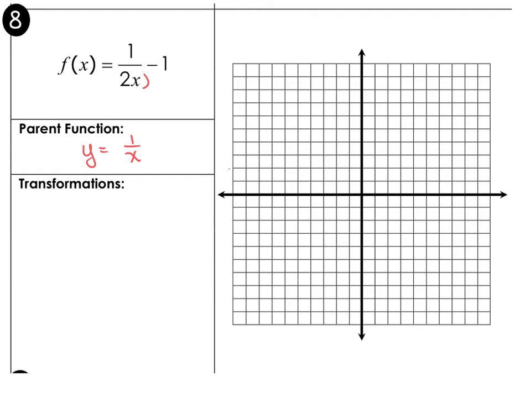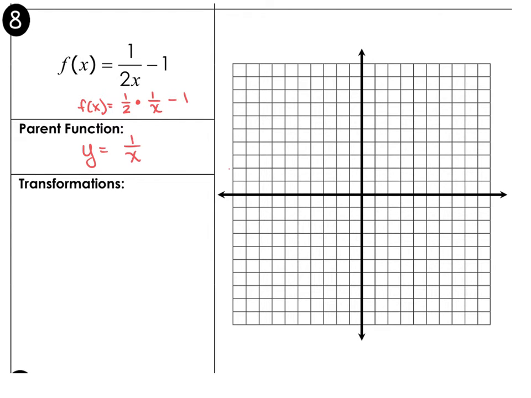So what that allows us to do in this problem is to take a little bit of liberty with how we're addressing it. So what I'm actually going to do is rewrite this because I think it's going to make it a little bit easier. I'm going to rewrite this as 1/2 times 1 over x minus 1.